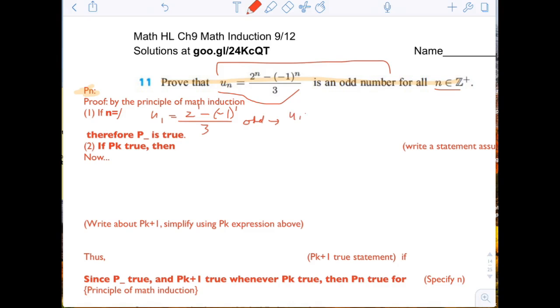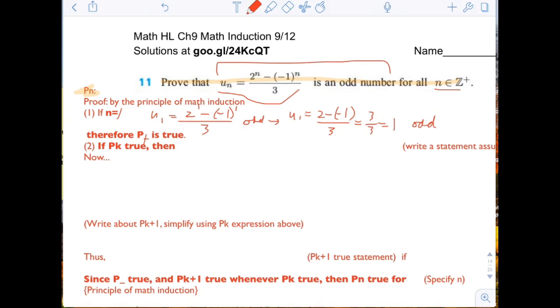u1 equals 2 minus negative 1 to the first, which is negative 1. So it's 2 minus negative 1 divided by 3, which is 2 plus 1, which is 3 divided by 3, which is equal to 1, and 1 is odd. So it's true. Okay, therefore, p subscript 1 is true. If p of k is true, then blah, blah, blah.